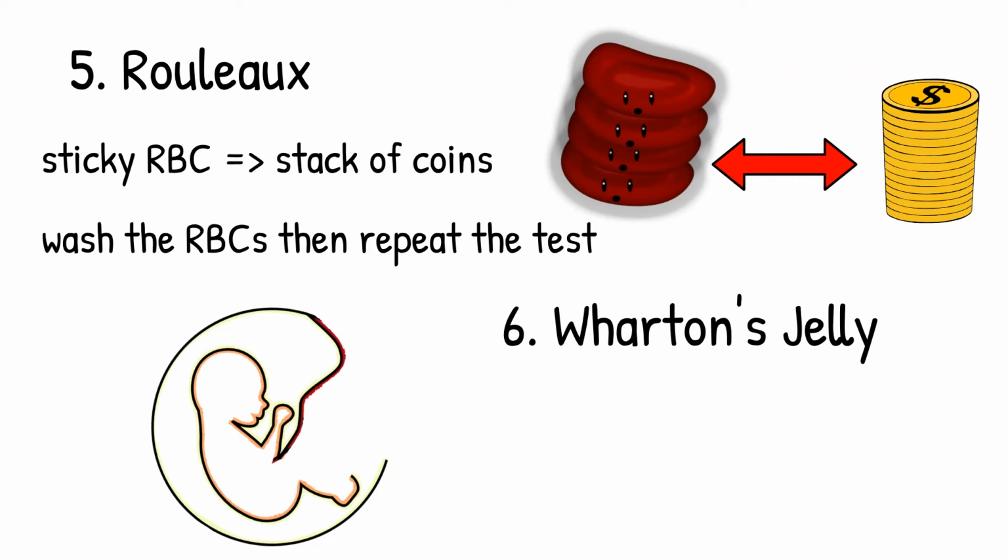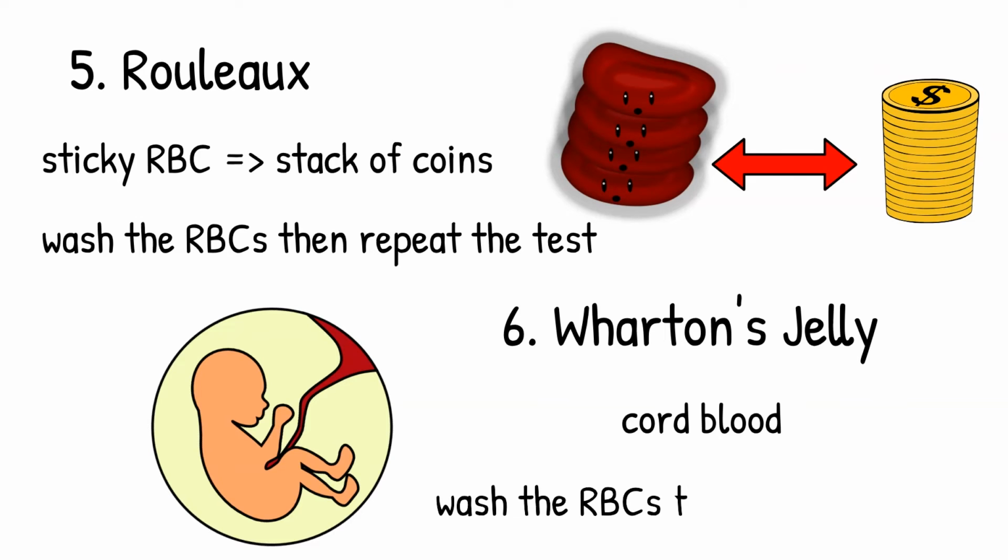Sixth, water jelly. Water jelly comes from connective tissues and can be found in cord blood. So when we perform ABO typing using cord blood, we should wash the cell first to avoid interference from water jelly. Water jelly causes false positive. Besides washing the red blood cells before performing the test, we can also request for a heel stick.